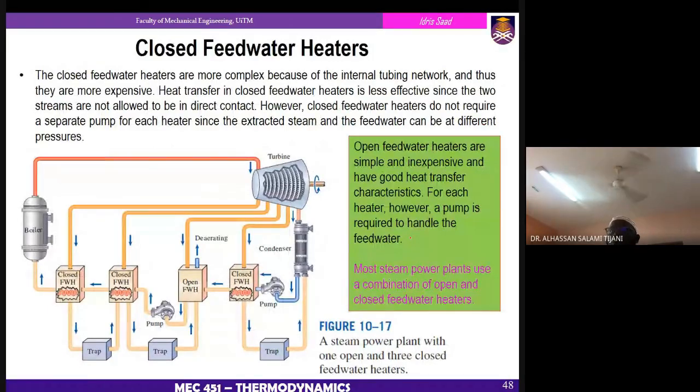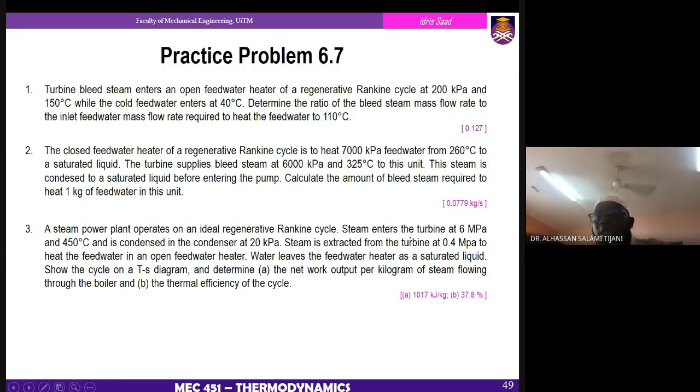Okay, so multiple closed feed water heater and open feed water heater. So it's a combination. Okay, so this is a bit more complex than those we have been looking at previously. Okay, so I think this brings us to the end of this particular slide.